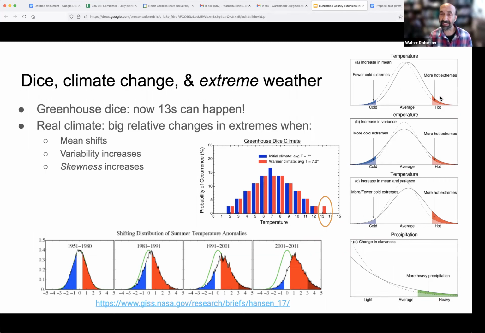If it loses its nice symmetric distribution and becomes skewed, you also get more extremes. That seems to be happening with precipitation, which I'll get to in just a bit. So we see this with temperatures.